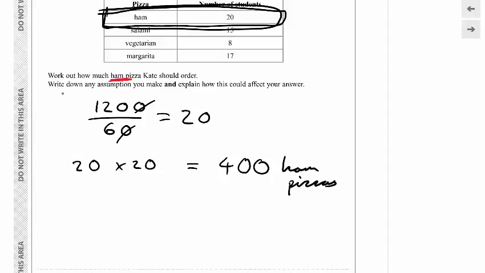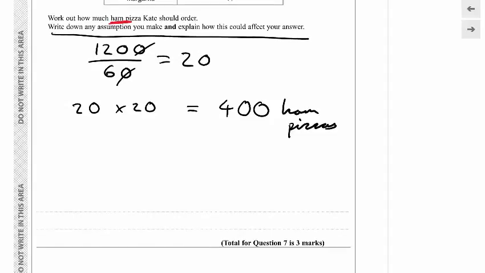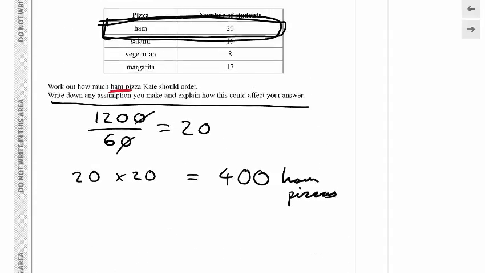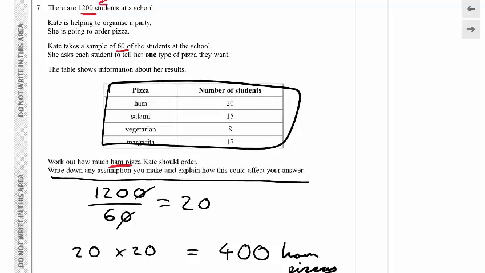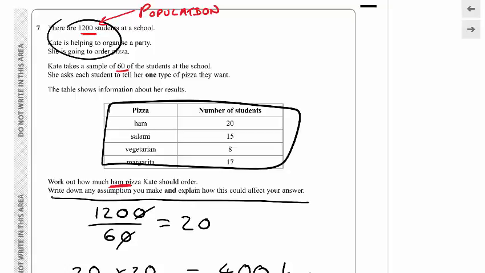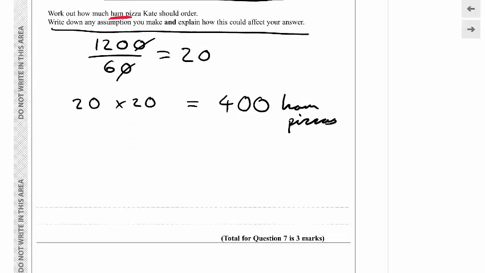But look at the second part of the question. Write down any assumption you make and explain how this could affect your answer. Well, I've assumed that the sample is representative of the whole population. I've assumed that the sample in this table is representative of the views of the whole 1,200 students. If 20 of the sample wanted ham pizza, then scaling up to the whole 1,200 students, 400 of them would want ham pizza. So the sample is representative of the population.